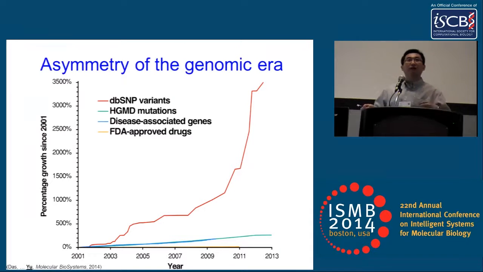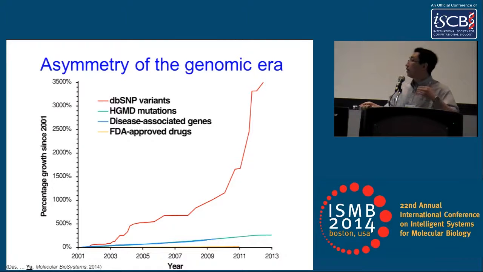On the one hand, we have an explosion of sequencing data with tens of millions of variants that have been identified so far. You can see this red line, the number of SNPs in dbSNP, is going almost straight up. But unfortunately, we don't have a functional understanding for the vast majority of these identified SNPs. As a result, the number of disease-associated genes and their mutations, the blue and green lines, is not growing nearly as fast. They're more than 10 times slower than the number of SNPs.